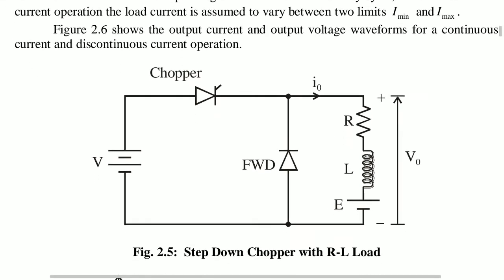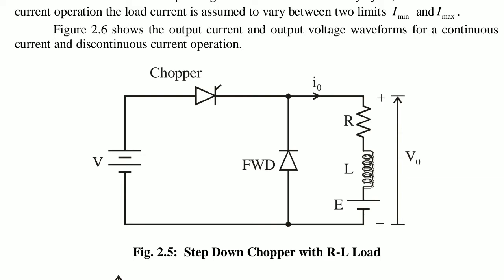From the operation, the DC voltage is provided at the input side and the load is of RLE type, and the output voltage is taken across this load. The freewheeling diode is connected and the chopper switch is provided, which is used to turn on and turn off the circuit. When this switch or SCR is turned on, or we can say the chopper is turned on, the DC voltage given at the input side will appear across the output side, that is across the RLE load.